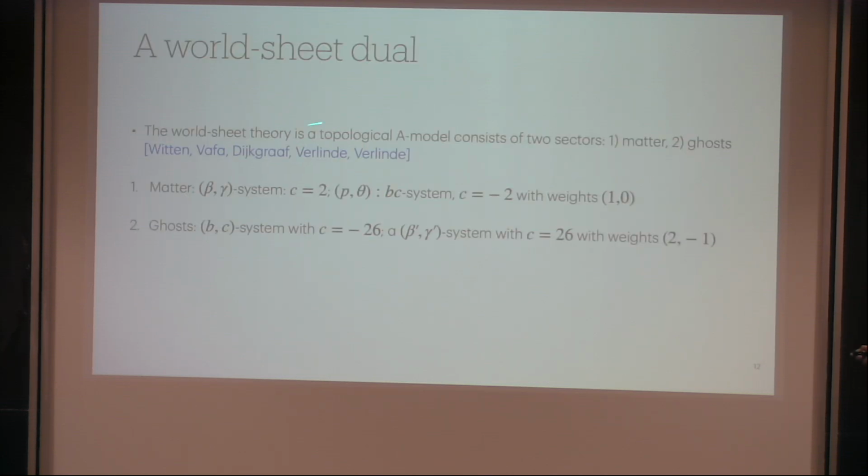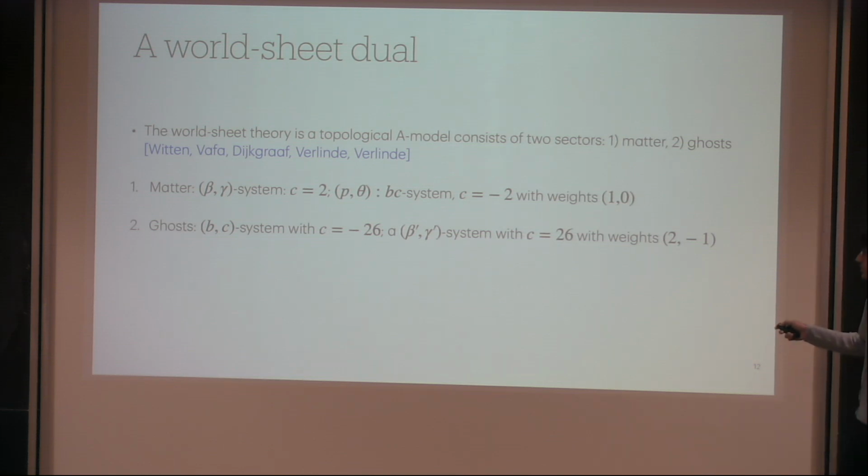Okay, so the worldsheet description that we want to talk about is a topological A model that consists of two parts, the matter part and the ghost part. The matter part is a beta-gamma system and a BC system, which I show by P and theta, and they have these weights 1 and 0, and the central charge of the beta-gamma is 2, this is minus 2. And for the ghosts, I have one BC system, C minus 26, and the opposite statistic, C plus 26.